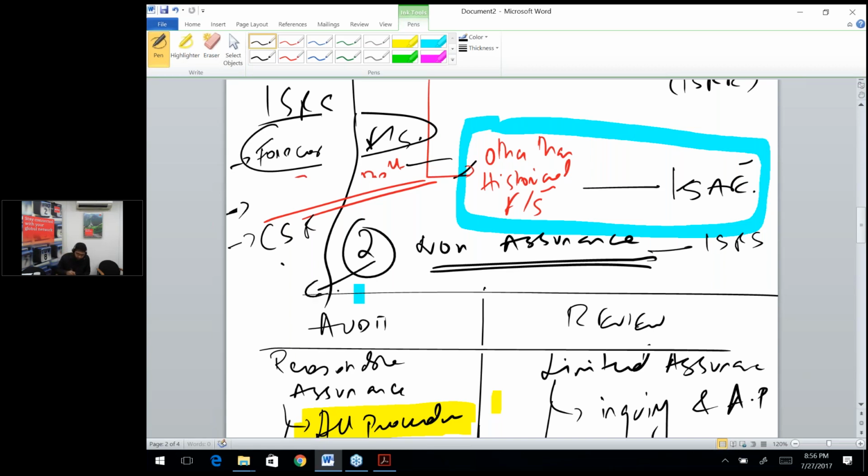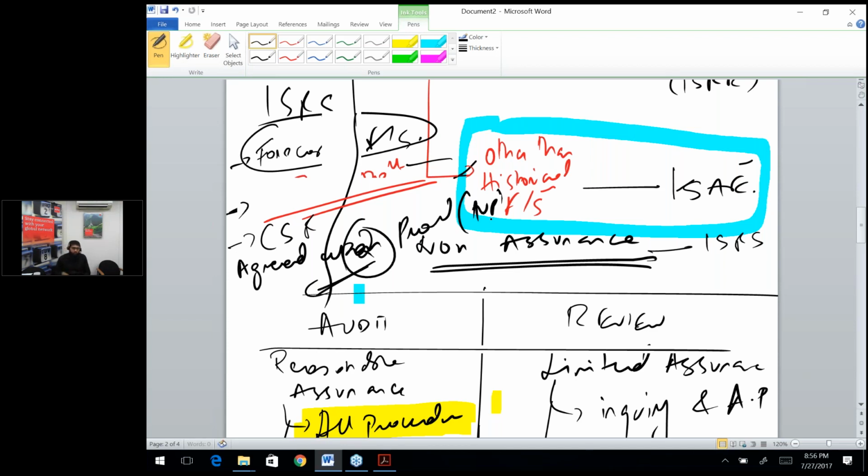Non-assurance engagements are those engagements where there is no assurance. The two common things are agreed upon procedures, AUP. What exactly is an agreed upon procedure?